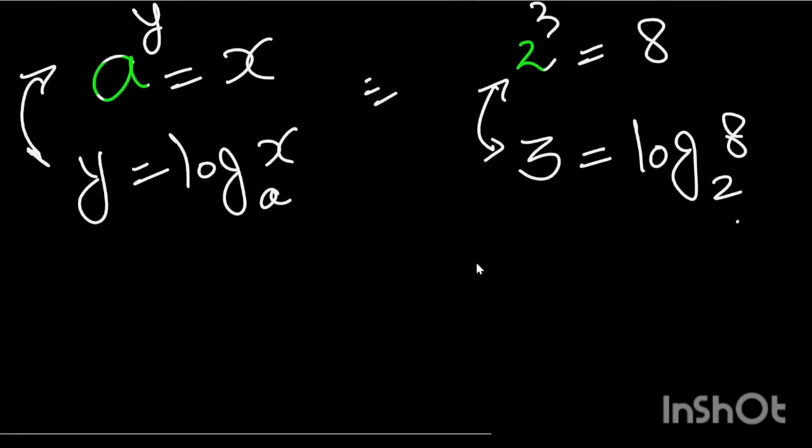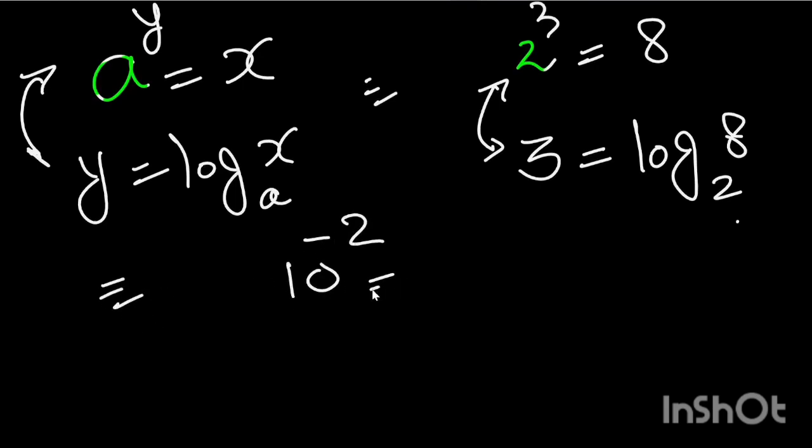Okay, let's take one more example. 10 to the power minus 2, we know that it is 0.01. So converted to the logarithmic form, it would be what, guys?